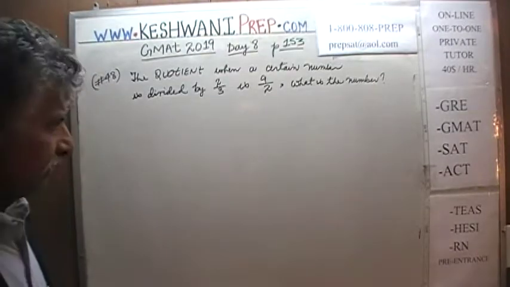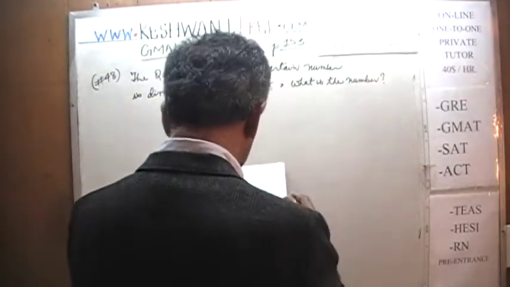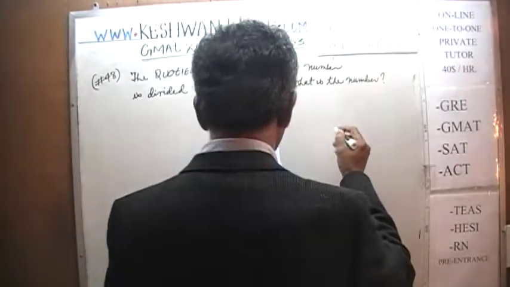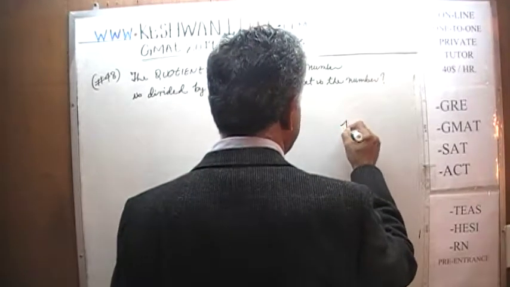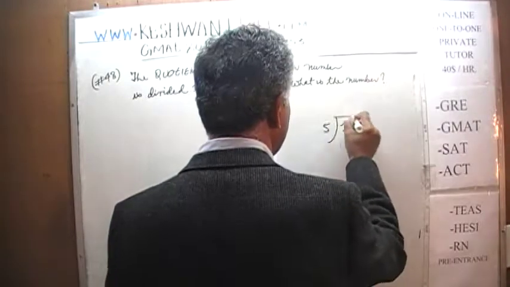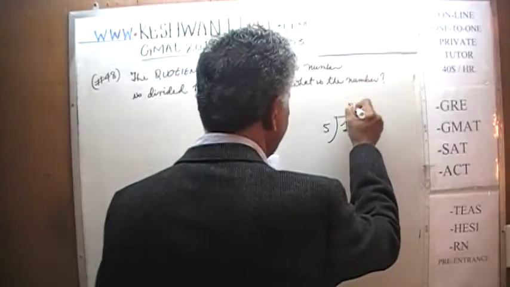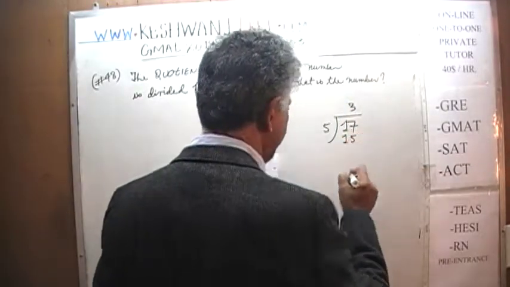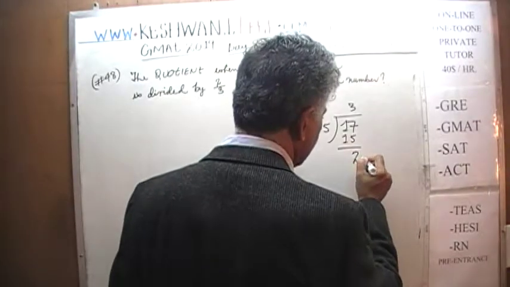Let's first understand the terminology through a simple example. For example, let's divide 17 by 5. We know 17 has 3 5s, 3 5s are 15. After we take away 15 from the 17, we have a remainder of 2. There you go. That's what it's called.